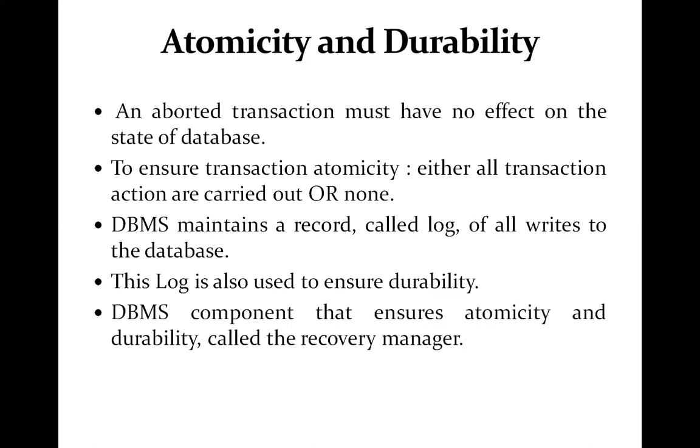Either all the transaction actions are carried out or none of them are carried out. So the database management system ensures transaction atomicity by undoing the actions of incomplete transactions. It means that the user can ignore the incomplete transaction, thinking about how the database is being modified by the transaction over time.